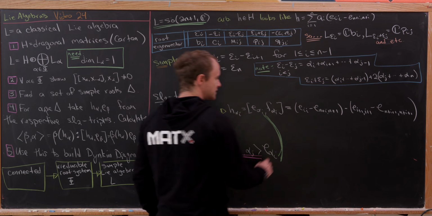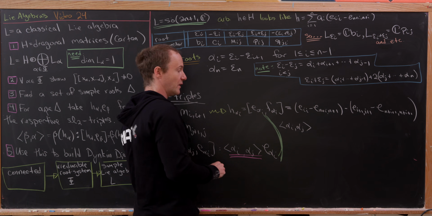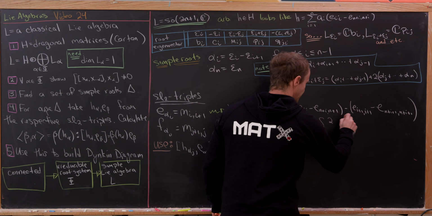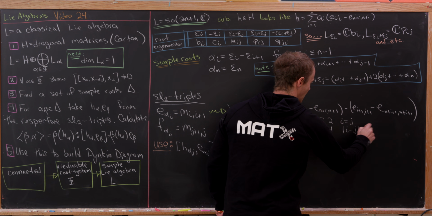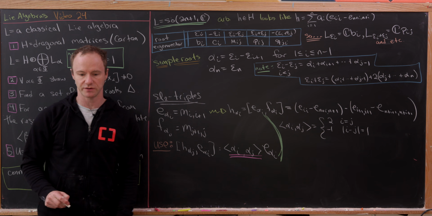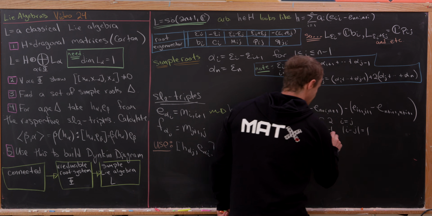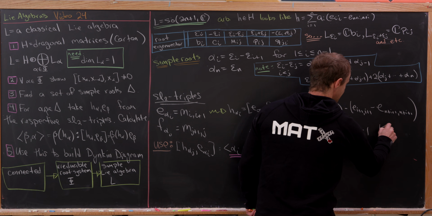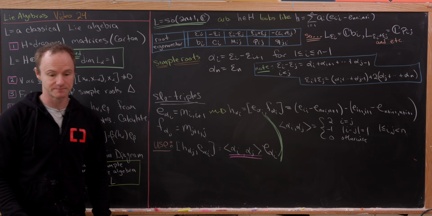So anyway, if you do alpha i with alpha j, you'll get 2 if i is equal to j. You'll get minus 1 if i and j are within 1 of each other, in other words, the absolute value of i minus j is equal to 1. And you'll get 0 otherwise. But this is not in all cases. This is in the cases when i and j are strictly less than n.